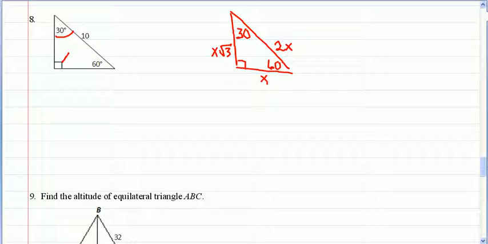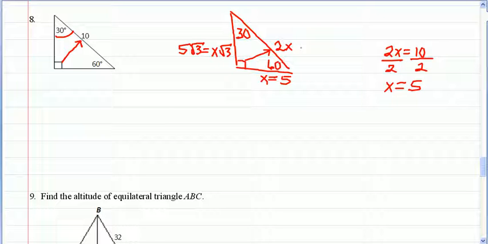10 is given, and 10 is across from the 90. Across from the 90 in our reference triangle is 2x. So if 2x is equal to 10, and our goal is to solve for x, that means that x is equal to 5. So a 5 goes here, and for all of the x's in the reference triangle. So we have 5 on the bottom, and then 5 root 3 on the side.